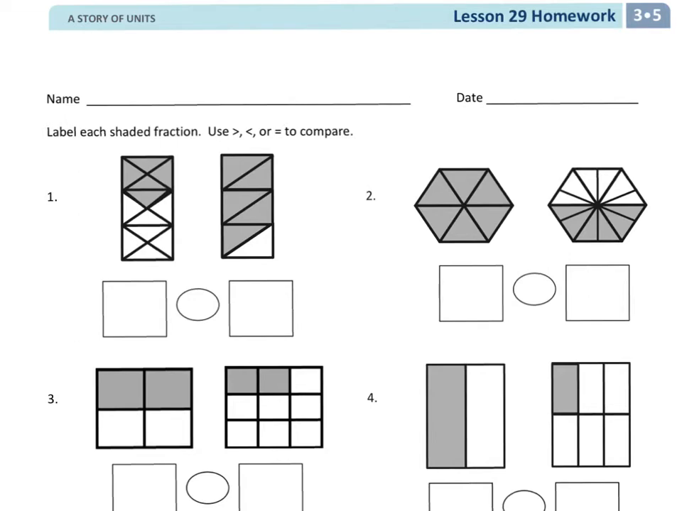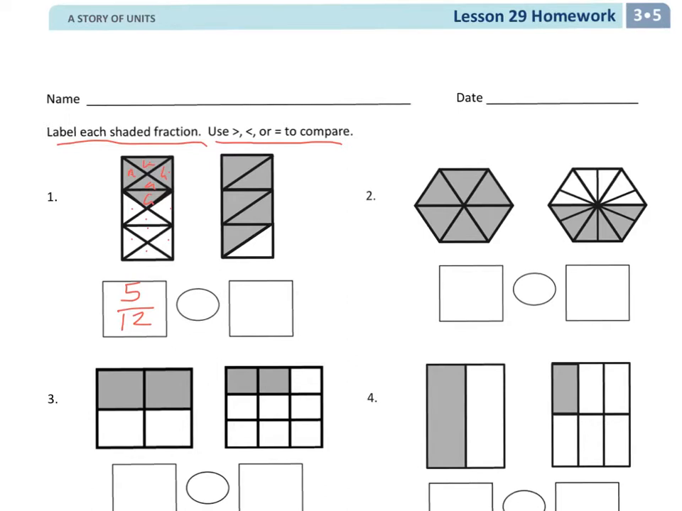The directions state, label each shaded fraction. Use greater than, less than, or equal to compare. So the first thing I want to do is look at the total number of pieces for each of these. And I see that I have 1, 2, 3, 4, 5, 6, 7, 8, 9, 10, 11, 12. So I have twelfths. That's my unit for this first one. And I have 1, 2, 3, 4, 5 shaded. So 5/12 of the whole is shaded.